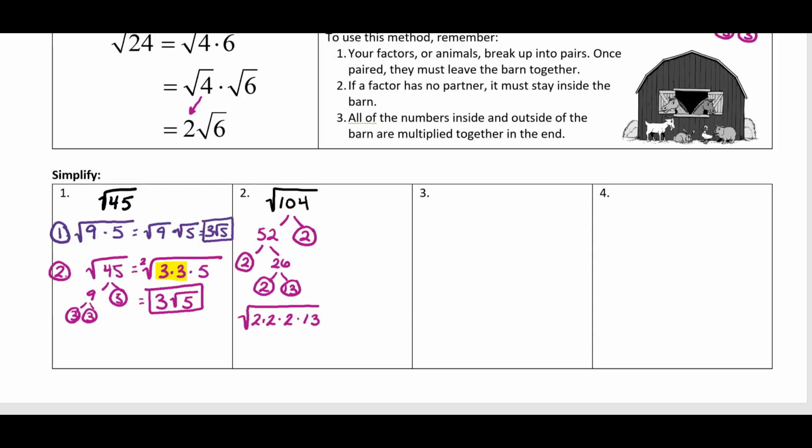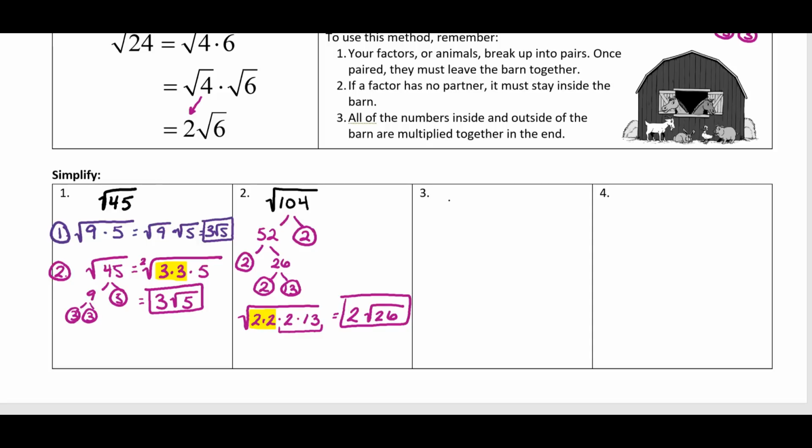So now we're going to find our common pairs. So this 2 matches up with this 2. Now we can't match this 2 and this 13 up. They're not the same kind of animal. This would be like putting a horse and a duck together. You can't do that. They're not gonna be friends. So the 2 and the 2 comes out. So I have one 2 that comes out of my barn. And then this 2 times 13 stays on the inside. And we have to multiply them together because we need to simplify it back down. So 2 times 13 is 26. And this would be the most simple form of the square root of 104.